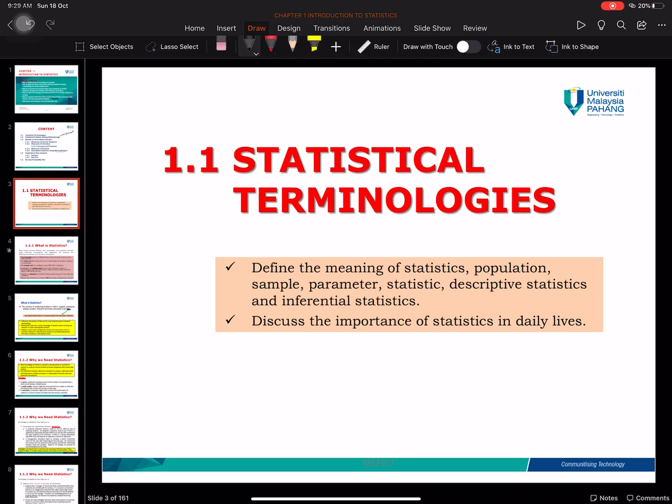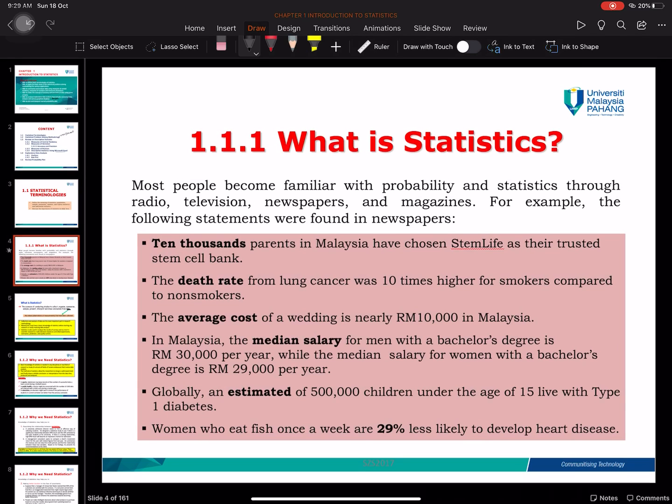So we go to 1.1 statistical terminologies. You have to define the meaning of statistic, population, sample, parameter, statistic, descriptive statistic, and inferential statistic. We also discuss the importance of statistics in daily life. So what is statistic?